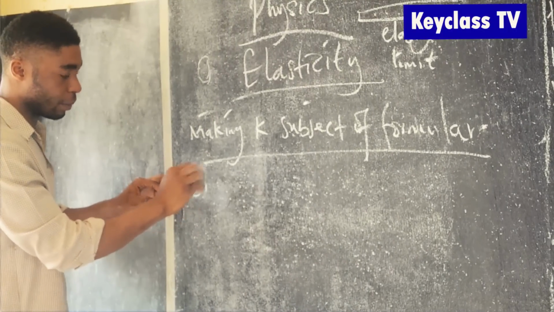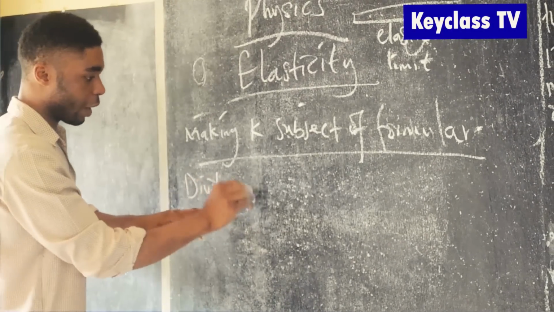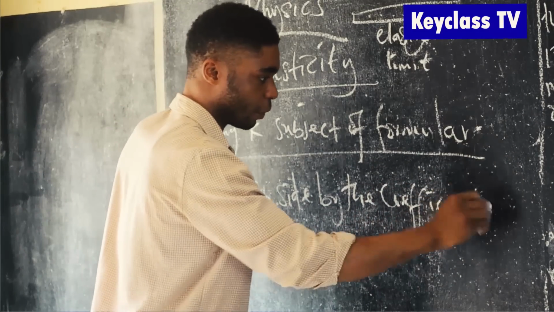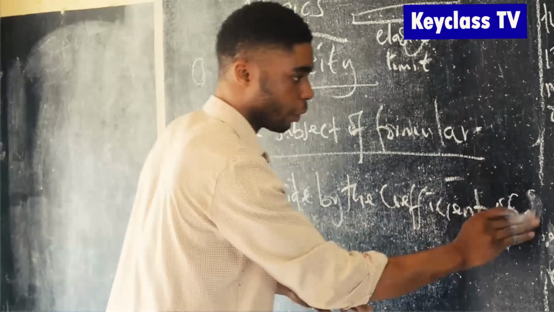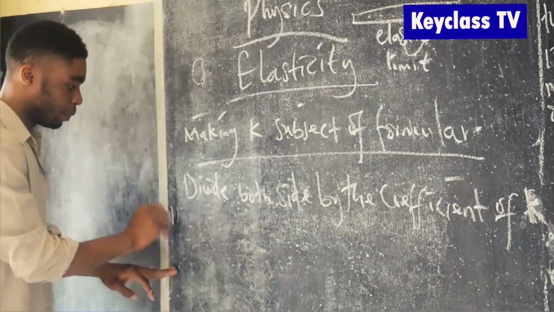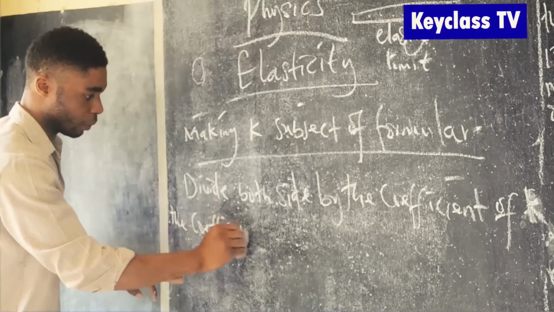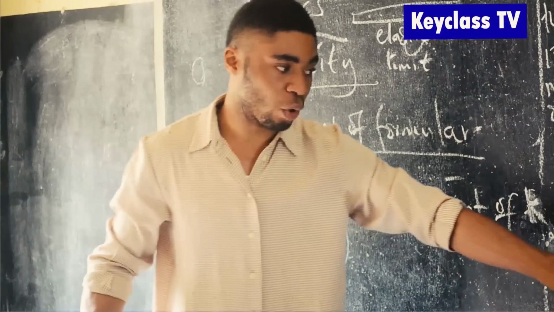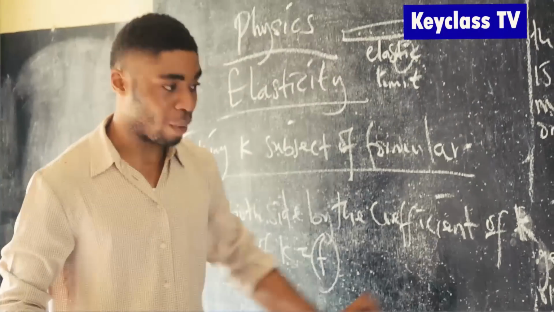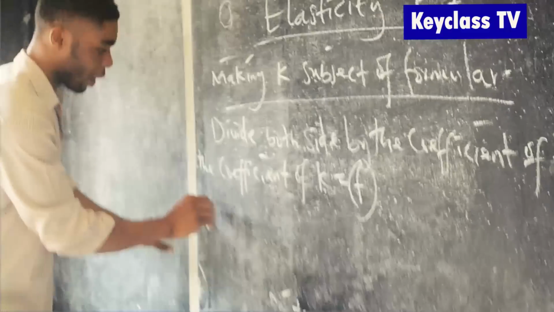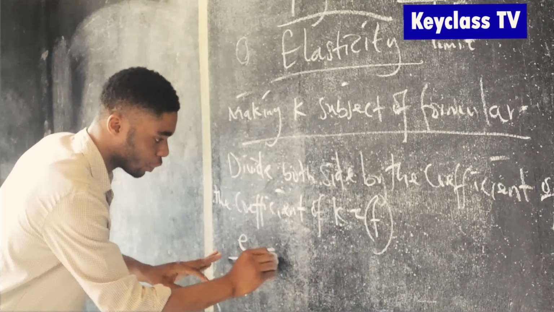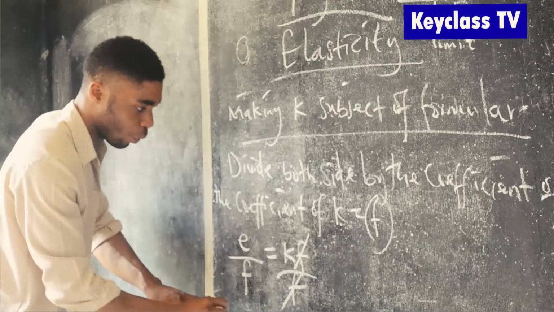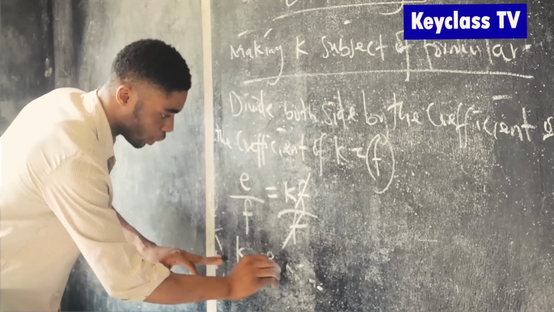We say divide both sides by the coefficient of K. And what is the coefficient of K there? The coefficient of K is F. So the coefficient of a value is the letter or number that is added or multiplied to that value. Then we have E divided by F is equal to KF divided by F. So that F cancels F, we now have K equal to E all over F.